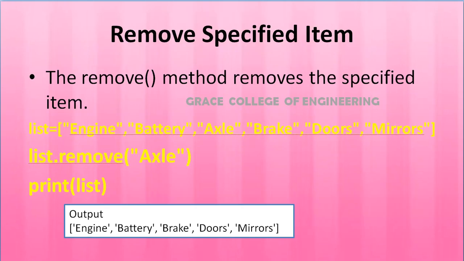The next, remove specified items. If you want to remove some particular element, you can mention that. You can use this remove function. The list is created, list.remove of axle. I want to remove some particular element, so axle is mentioned here. Then print list, the axle will be removed. Remaining elements will be printed as the output. So engine, battery, brake, doors, mirrors is the output.